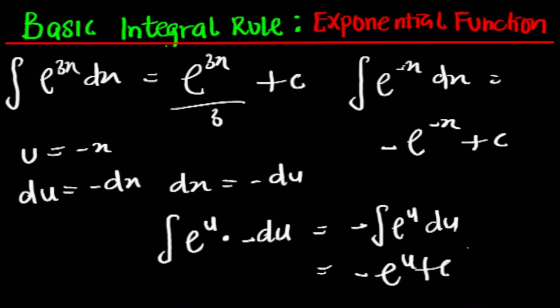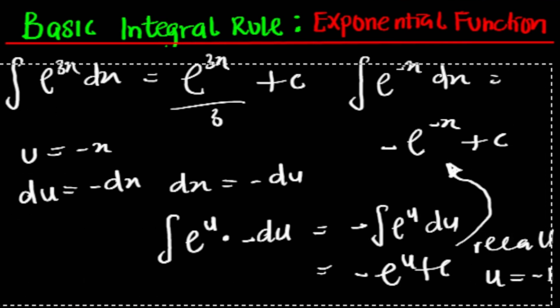Then if you recall, u is equal to minus x, and you put it here, you're going to have the same answer as this. So whenever you integrate exponential minus x dx, you're going to have this as the final answer. Now let's move to the next question that we can have.